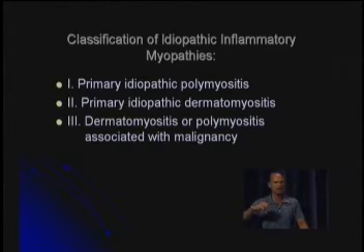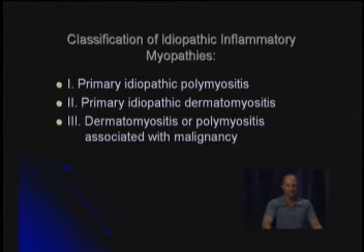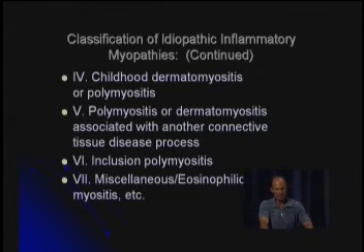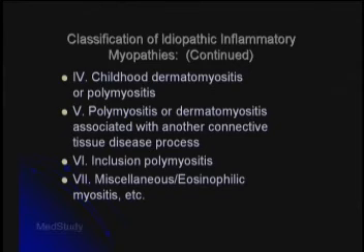So the classification system that I want you to retain is this one: idiopathic polymyositis, idiopathic dermatomyositis, which is just polymyositis with a rash, dermatomyositis or polymyositis with malignancy, and it's more dermatomyositis. Then the childhood form stays. The association with connective tissue disease process stays. But here's the one that will appear on your boards. Number 6, inclusion body, or just inclusion polymyositis. And we'll come back to that little one.